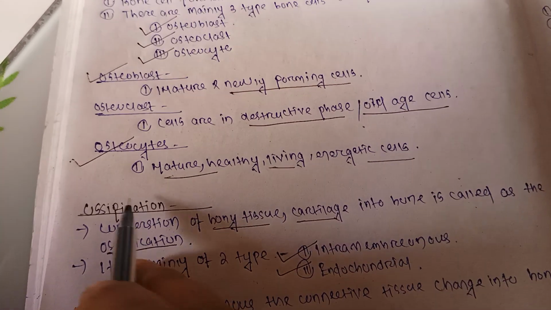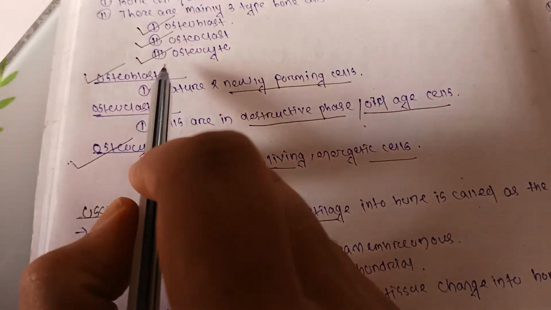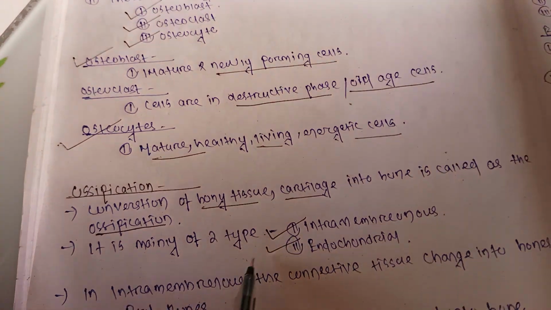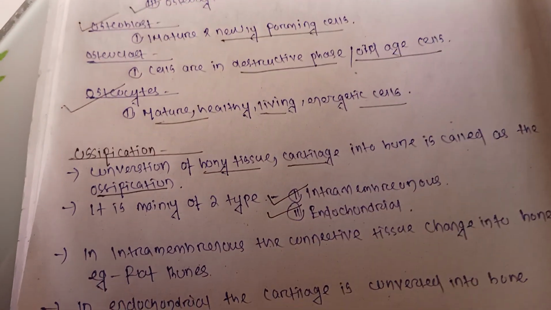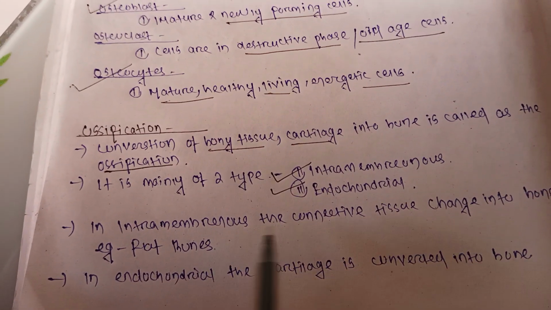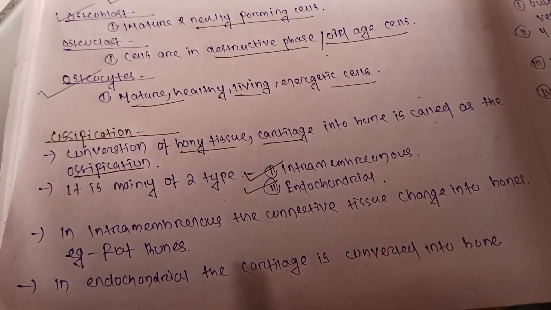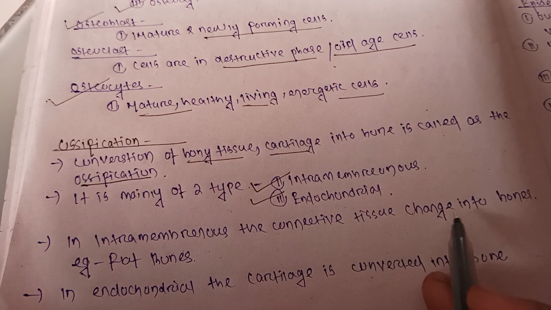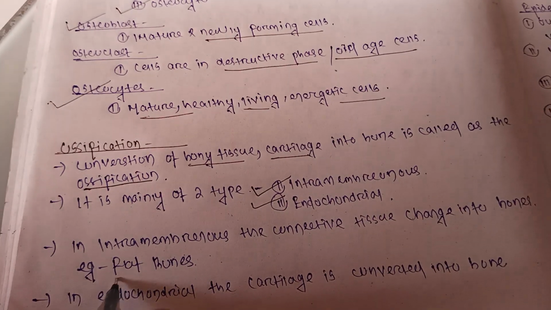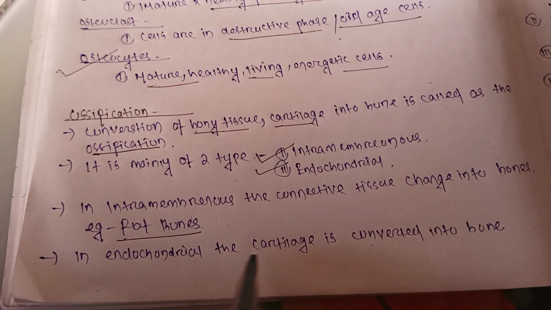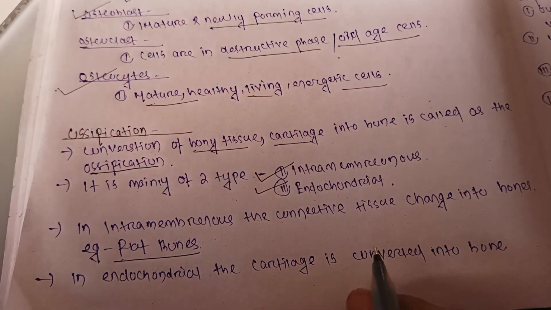Remember the points. What are the different types of bone cells? What is ossification? What are the two types of formation of the bone? In intramembranous, the connective tissue changes into bone, that is the flat bones. And in endochondral, the cartilage is converted into bone.